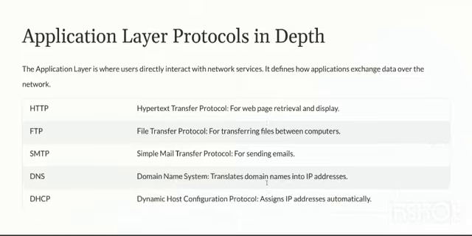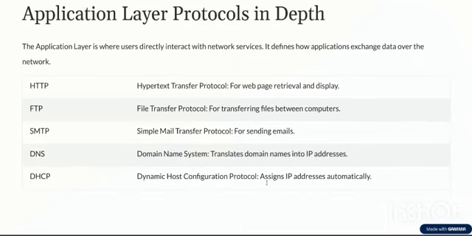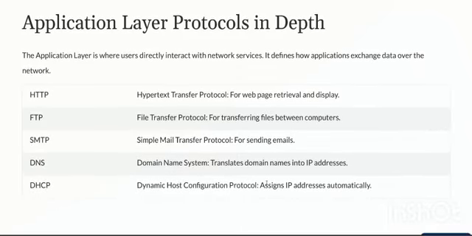Now we see about the important layer in computer networks, application layer protocols. The common application layer protocols include HTTP for web browsing. HTTP is the Hypertext Transfer Protocol. Next we see about FTP for file transfer, SMTP for email, DNS for domain resolution, and DHCP for automatic IP assignment.